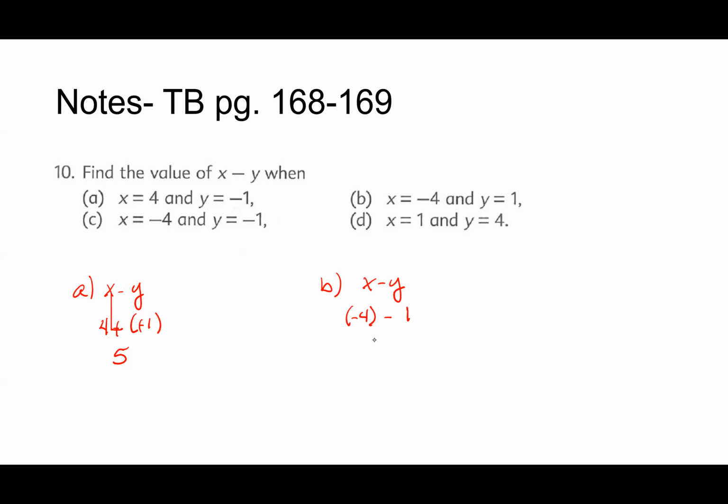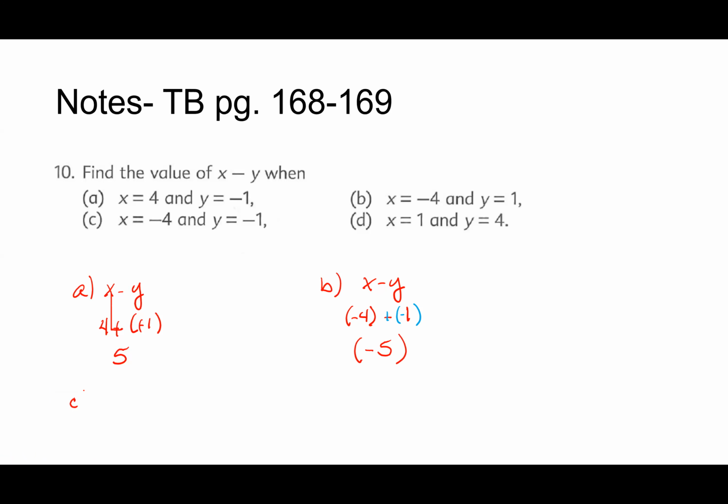Negative. Good. All right, copy plus opposite. I'm going to do this in another color so you guys can see. Okay, so negative 4, we'll make this a plus sign, and we'll make that one a negative. And what's my answer, folks? Negative 5.